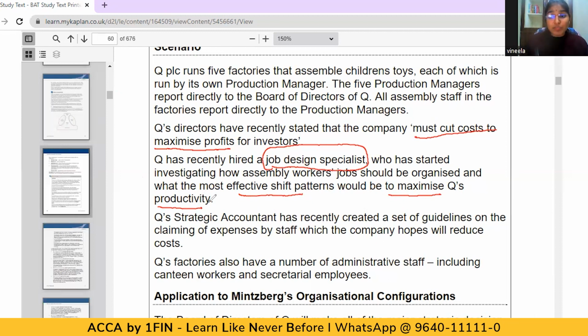By understanding the word analyst, or job design analyst, who is trying to make the procedures in the right format, you have to understand that this person comes under Technostructure.